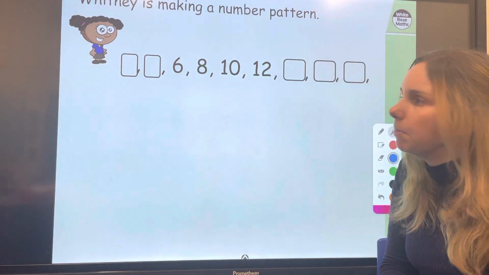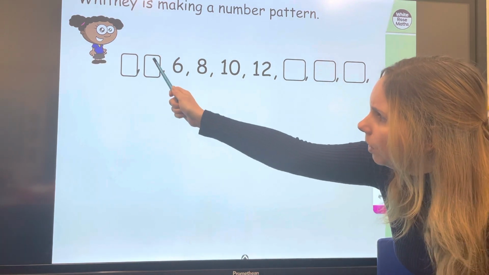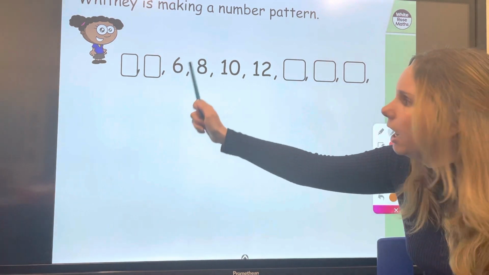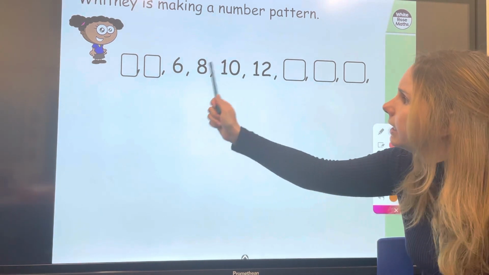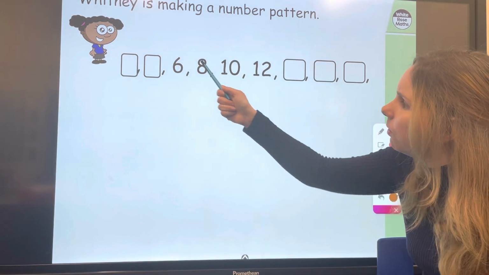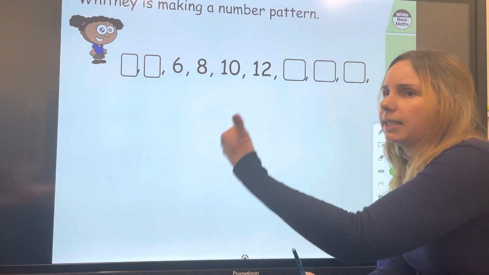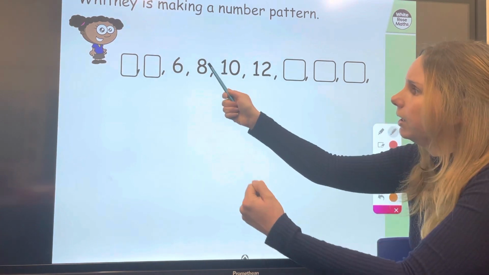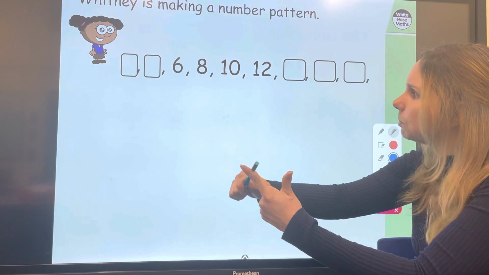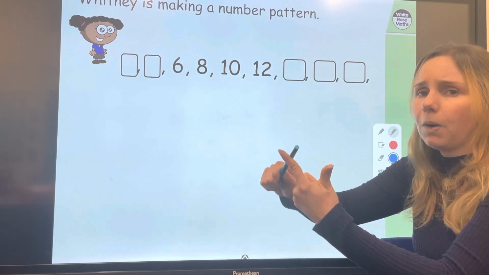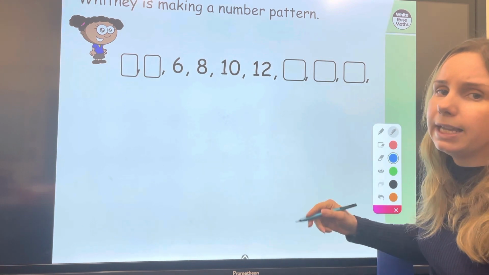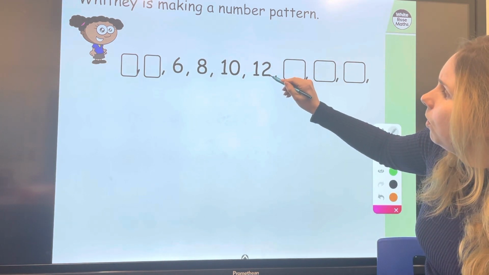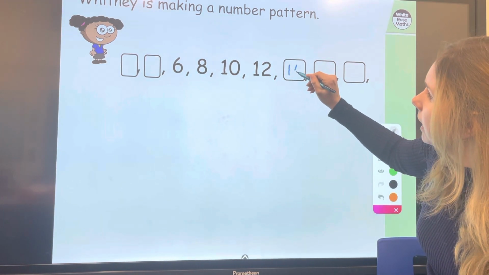Whitney is making a number pattern. What numbers are missing? So have a look at what we know. 6, 8, 10, 12. That sounds familiar. Well, I know when I count from 6 to 8, 6, 7, 8, I've jumped on 2. 8, 9, 10, I've jumped on 2. 10, 11, 12, I've jumped on 2. So 2 more after 12, 2 more ones would be 14.